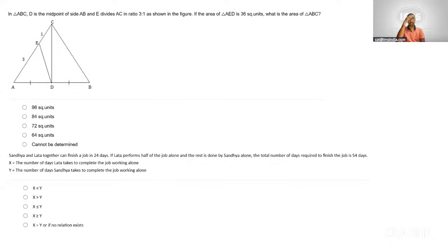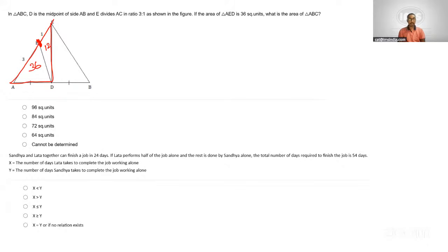In triangle ABC, D is the midpoint of side AB and E divides AC in the ratio 3:1 as shown in the figure. If the area of AED is 36, what's the area of ABC? Okay, great. This area is 36. Now I know that for the same base, I have a 3:1 split. So the area also within ACD would be a 3:1 split. So this area will be 12. That is CED will be 12.